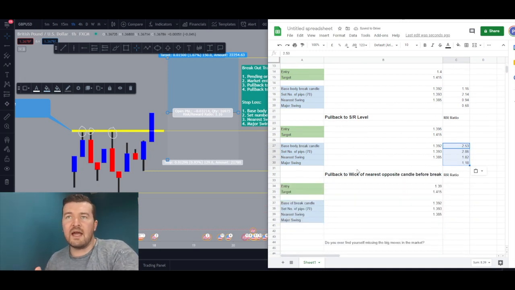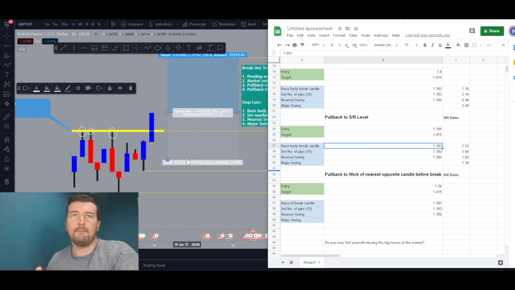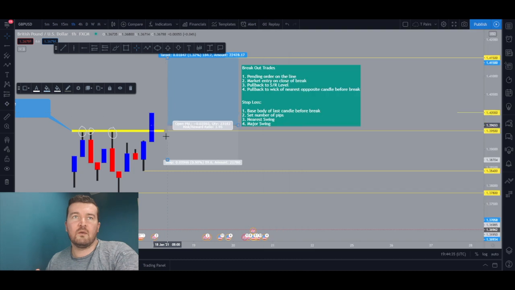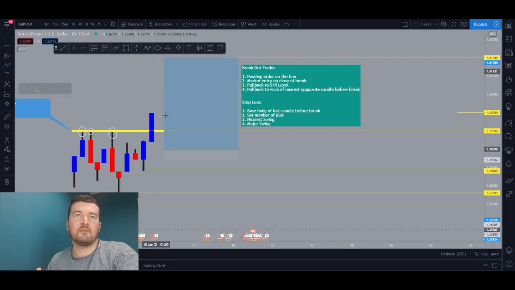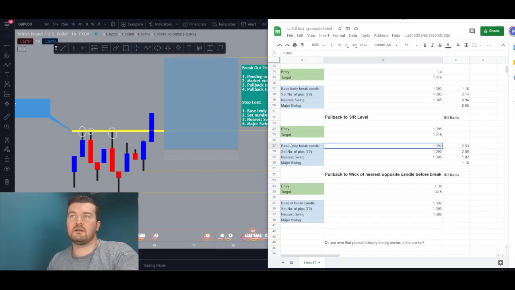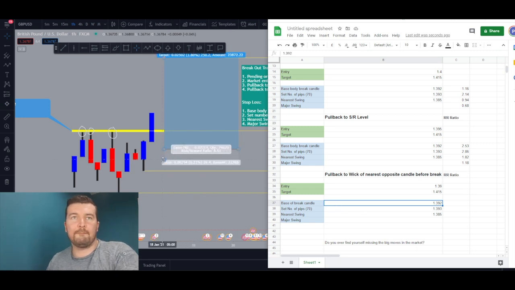But now we're going to look at the pullback to the wick of the nearest opposite candle before the break. Okay, so we're moving where we get involved in the trade. So what we're looking for is for price to work its way back down to here. So it's to move quite deep in before shooting off towards the take profit target. Okay, so let's get this up. So the base of the candle which broke, which is right here. And here comes the big difference maker, okay?